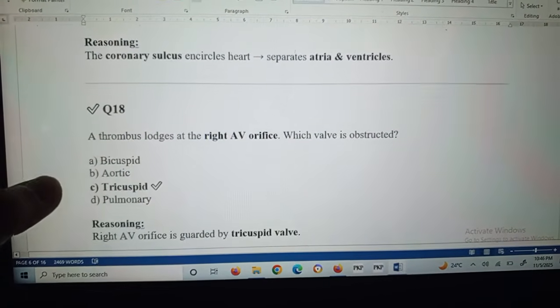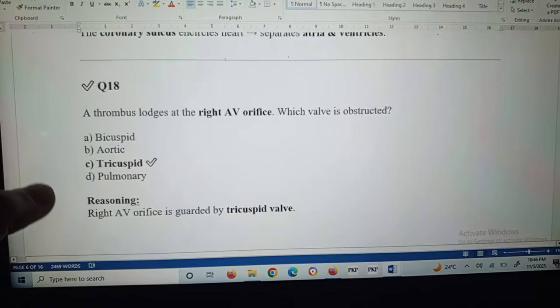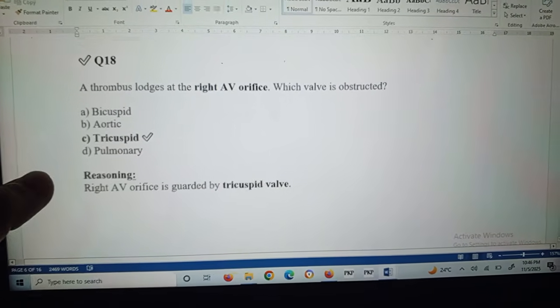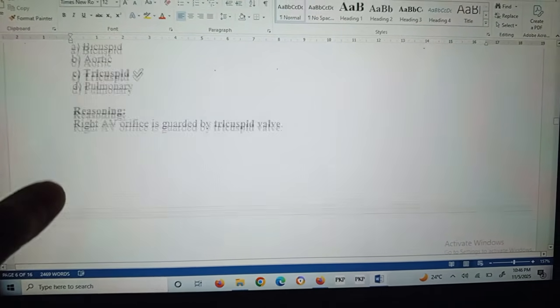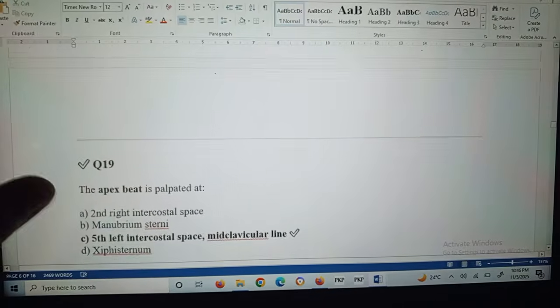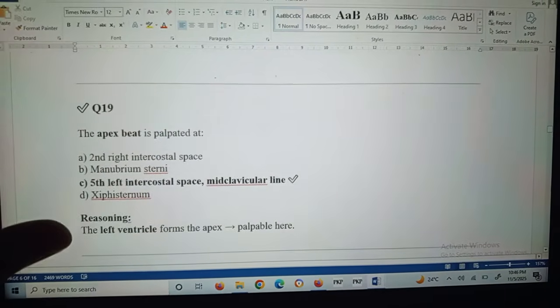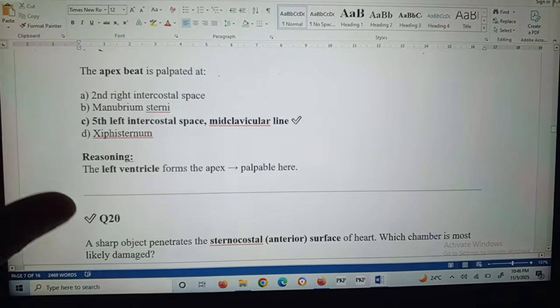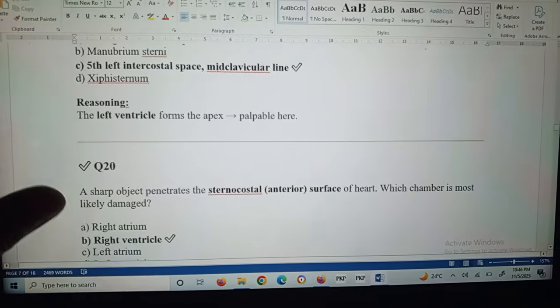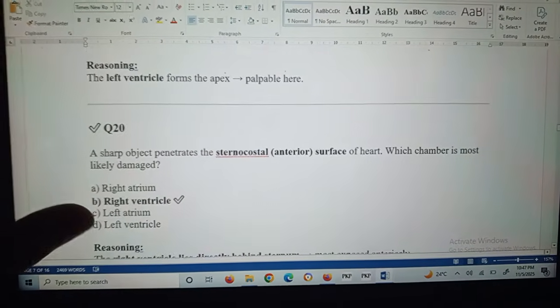Question number 18: a thrombus lodges at the right AV orifice. Which valve is obstructed? The tricuspid valve is obstructed, because the right AV orifice is guarded by the tricuspid valve. Question number 19: the apex beat is palpated at the fifth left intercostal space at the level of the midclavicular line. The left ventricle forms the apex, which is palpable here.